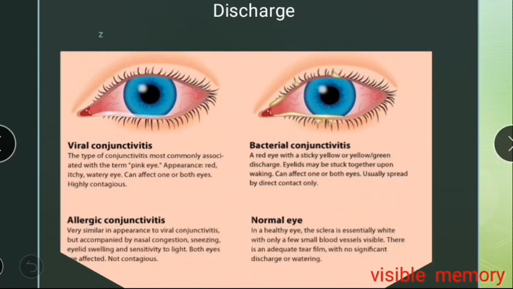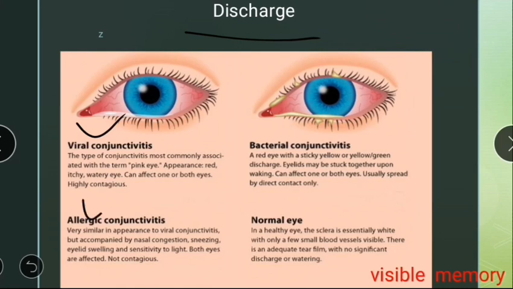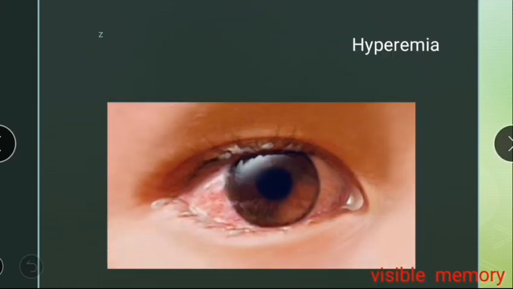Coming to the clinical features, firstly discharge. It may be watery in case of viral conjunctivitis and acute allergic conditions, and mucoid in case of chronic allergic conjunctivitis and autoimmune conditions, purulent and mucopurulent in case of bacterial conjunctivitis. And there may be hyperemia, which may be mild, moderate or severe.